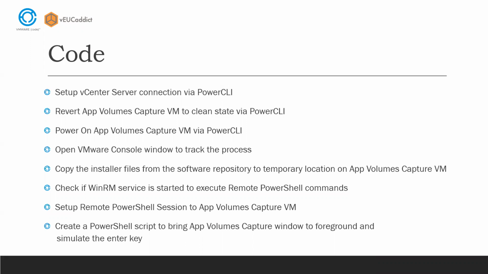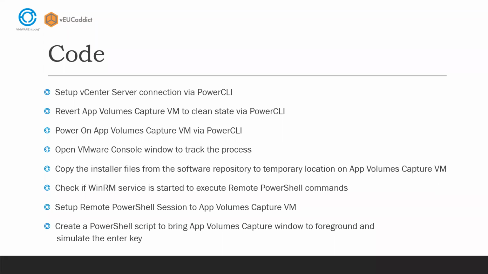Because I make use of remote PowerShell commands, there is not an option to run the installers from the network share, also known as the double hop. That's why I copy the installers to the App Volumes capture VM with the simple Copy-Item PowerShell command.